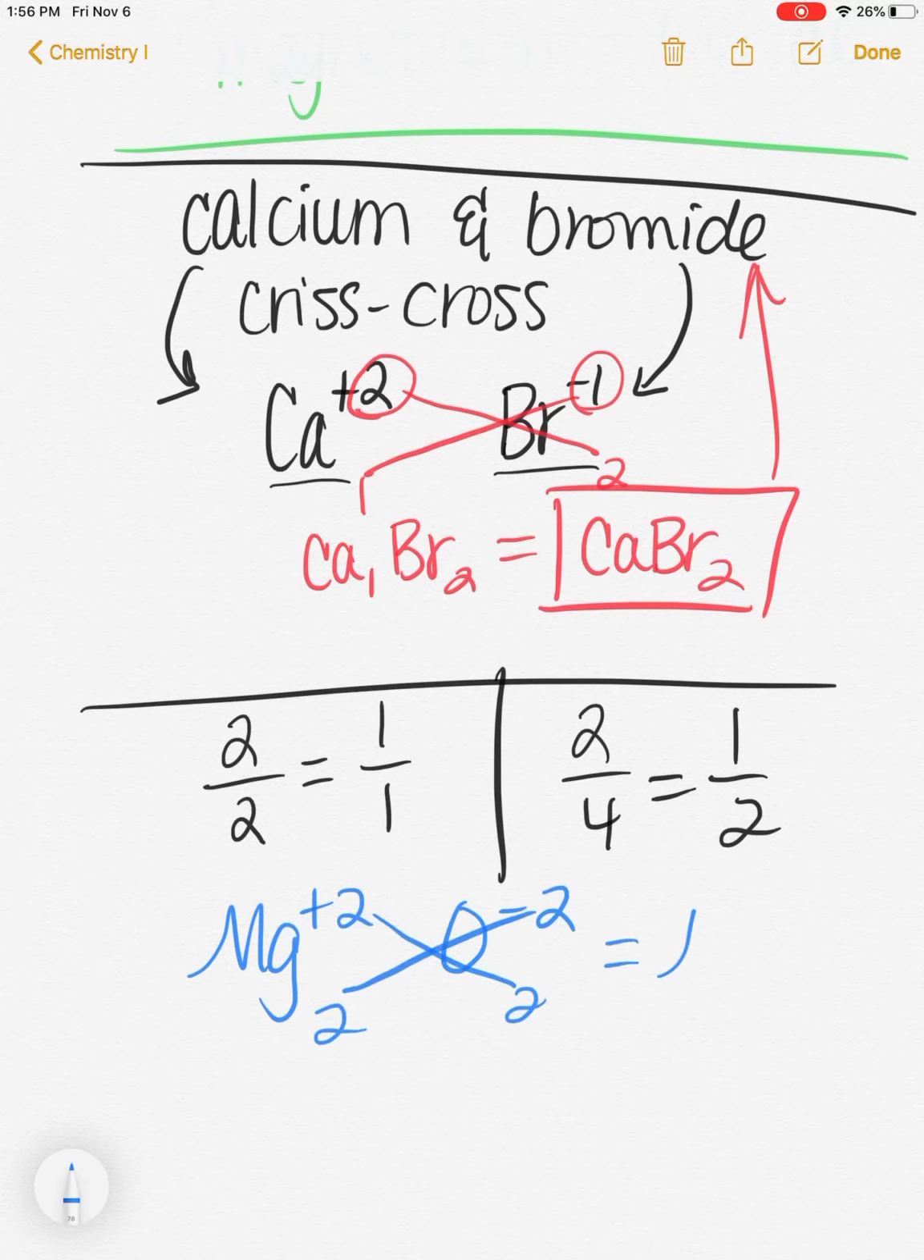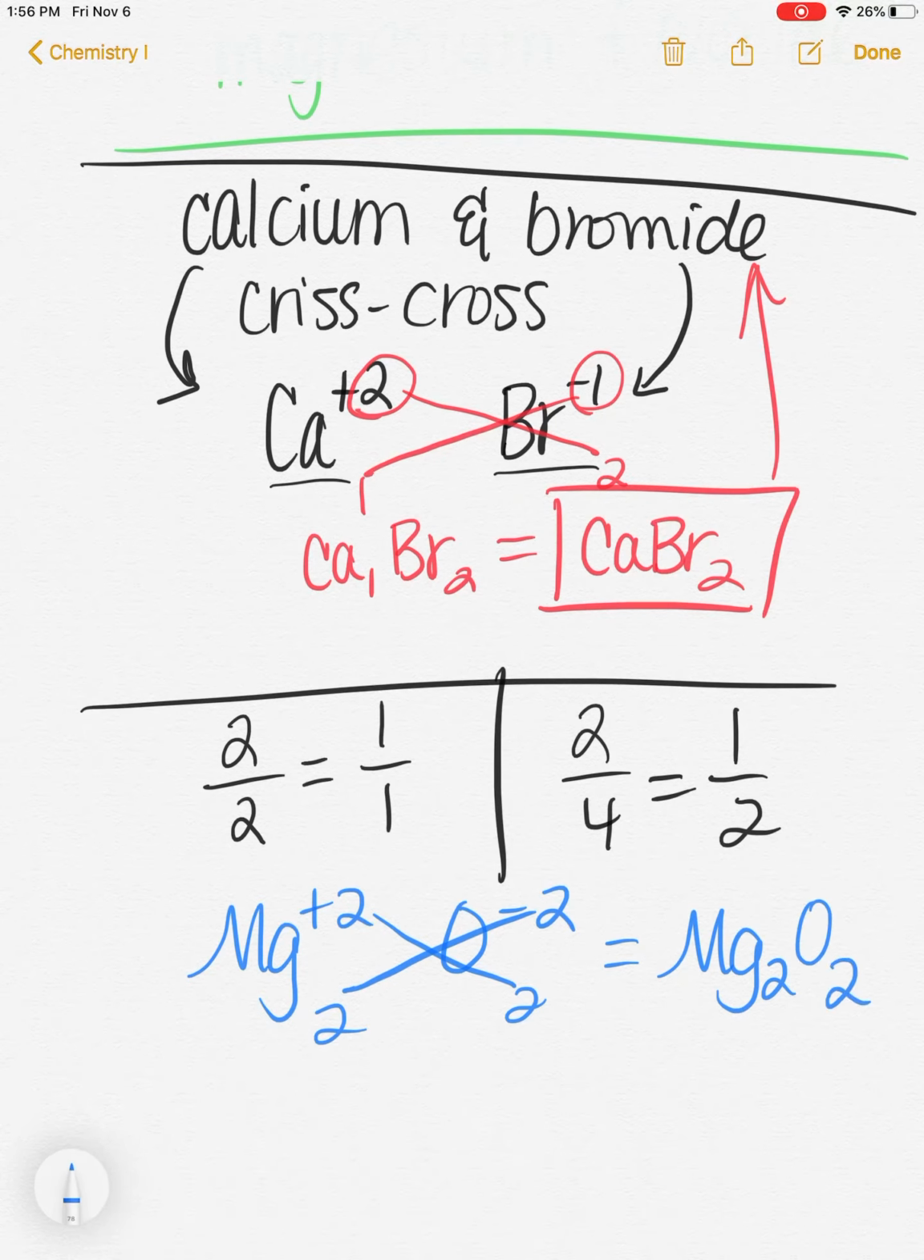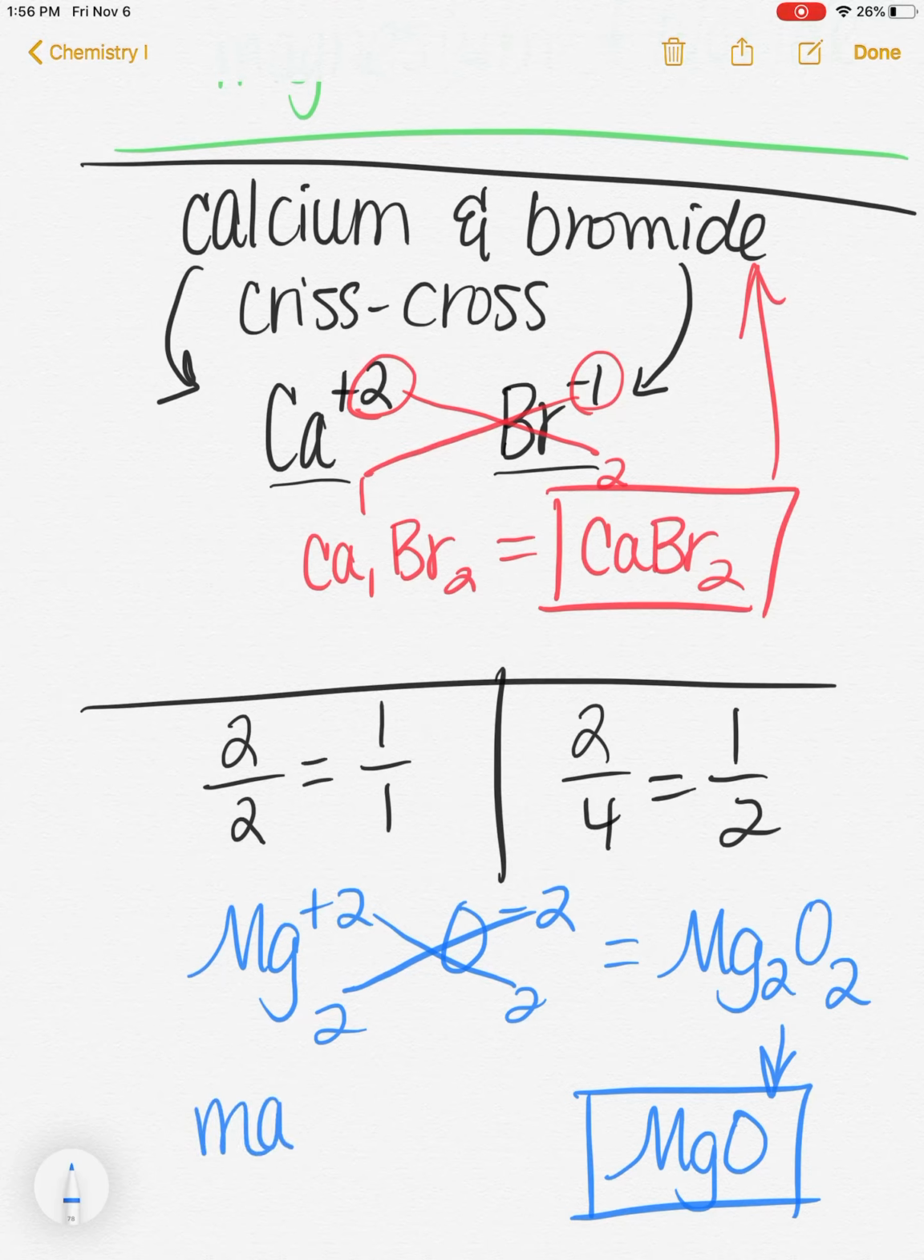So I crisscross my numbers. It looks like the formula unit would be Mg2O2. These 2 to 2 tell you the ratio of the elements. So just like you simplify fractions, you have to simplify these to be Mg1O1, and the name for that compound would be magnesium oxide.